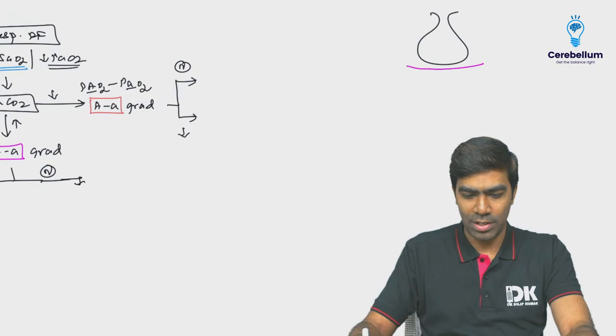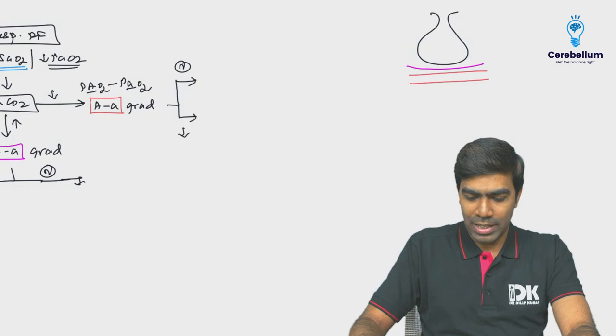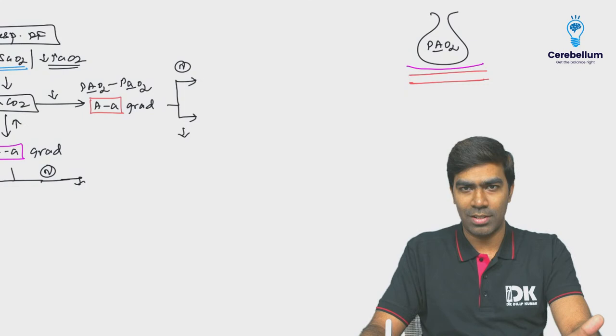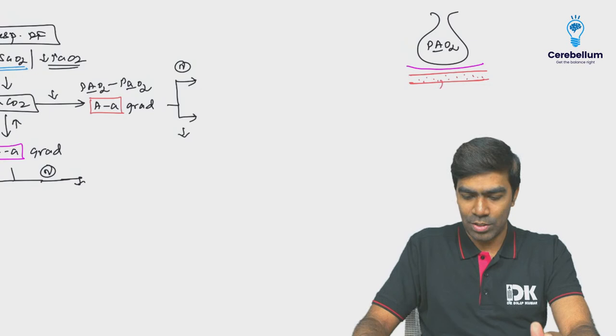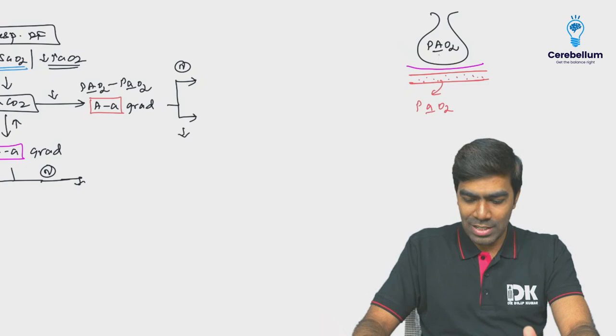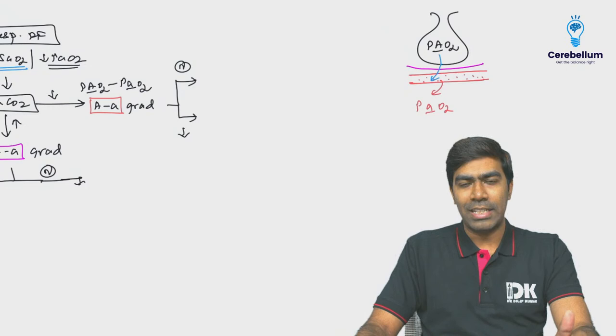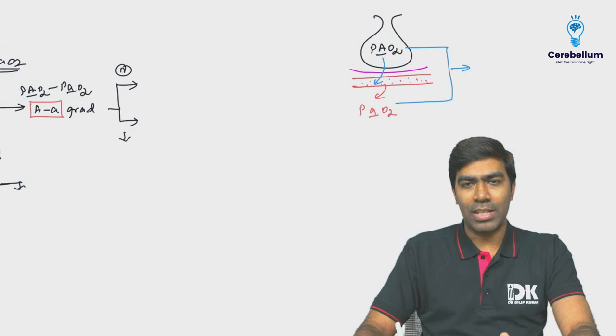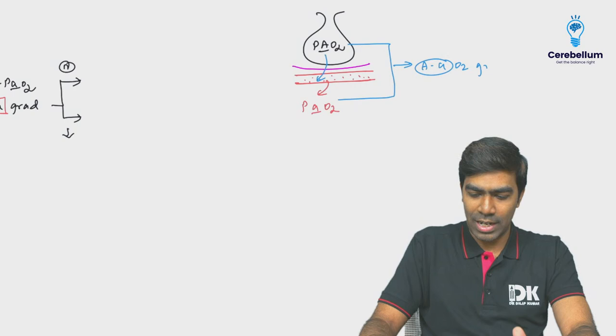And you're going to have a capillary. So this is the capillary. Okay, so what is the A-a gradient? You have some amount of oxygen in the alveoli. That is called PAO2, alveolar oxygen. And similarly, you're going to have some amount of oxygen in the capillaries. This is called PaO2. What you're doing here is transferring oxygen from the alveoli to the capillaries. Whether this transfer is efficient or not is what you're seeing via the A-a gradient.